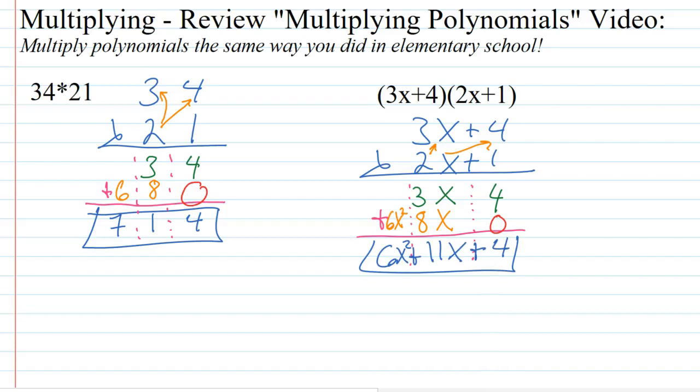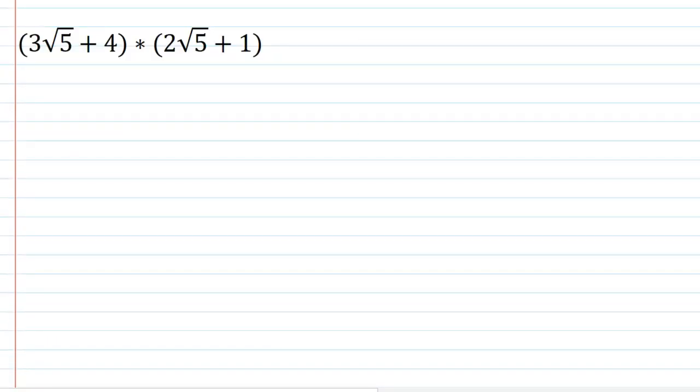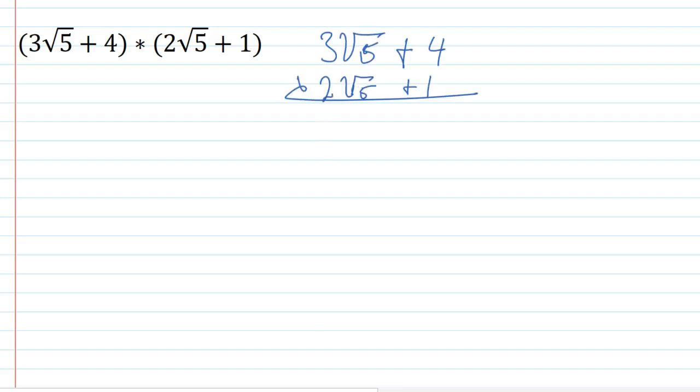Now, this should look familiar. If it doesn't, go back and review that video. Don't forget to always put your like terms in the same column. Now we're going to do the same thing with radicals that we did with the variables. Nothing is changing. Set up your problem on top and bottom. Then multiply the 1 up to the 3 root 5 and to the 4. Don't forget your placeholder. And multiply the 2 root 5 up to the 4 and to the 3 root 5.